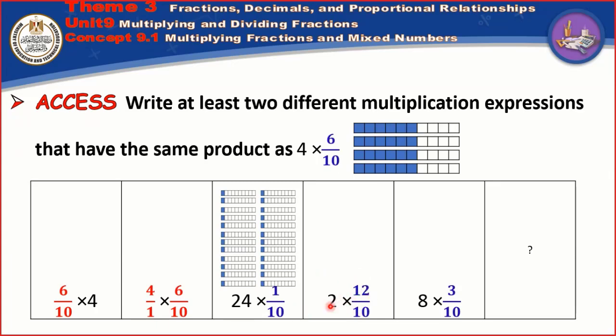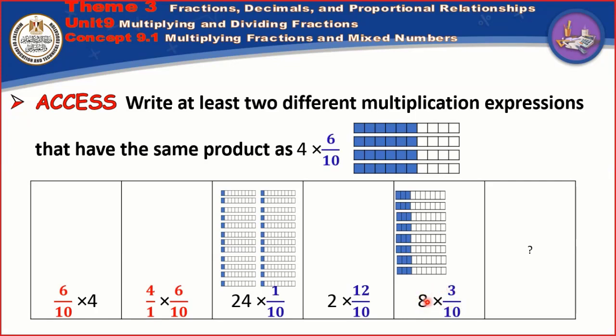Also, I can represent this expression as 2 multiplied by 12 over 10. Why? Because 4 divided by 2 equals 2. I divided the first whole number by 2, and the fraction I multiply by 2. The same answer. Okay. I can also write it as 8 times 3 over 10.